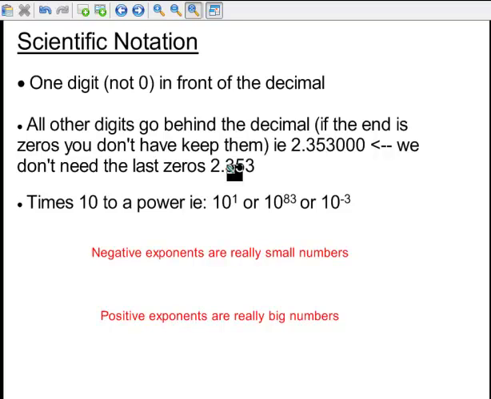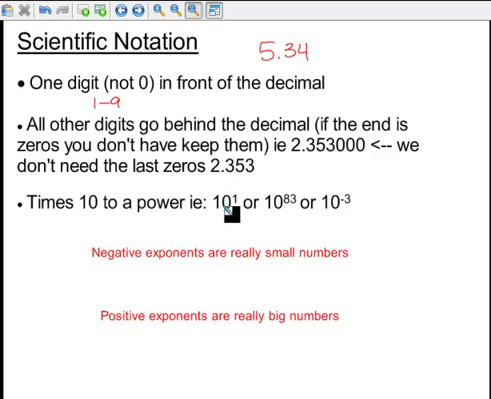The format of scientific notation is that we have one digit that's not 0, so anything from 1 to 9, in front of the decimal. So for example, 5.34. And then all other digits go behind the decimal, okay? So 5.34 would be my other digits. If we have zeros, so for example here 2.353000, we don't have to write those last 3 zeros. We can write that as 2.353, okay?